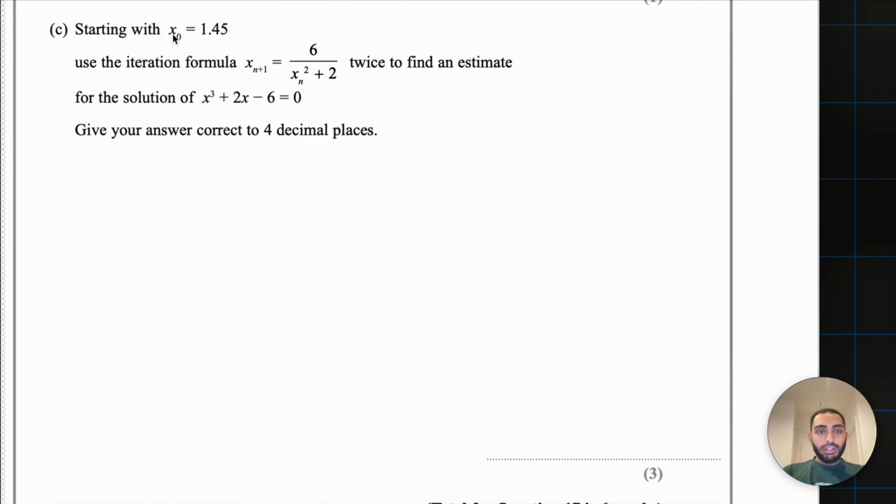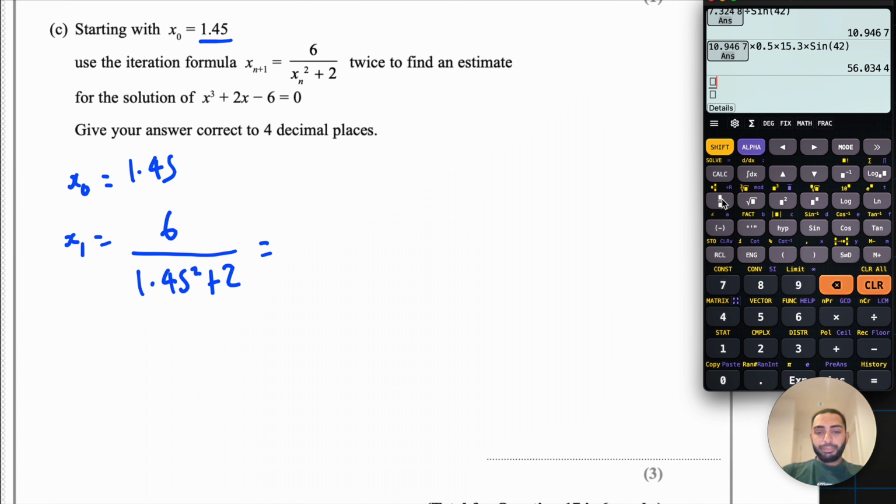Part C. Starting with x0 is equal to 1.45, use the iteration formula twice to find an estimate for the solution of x cubed plus 2x minus 6. This is just saying I'm going to substitute this into here, and I'm going to do it twice and just round my answer. So x0 is equal to 1.45. We need to find x1, so we're going to substitute this into here. So it's going to be 6 over 1.45 squared plus 2. Let's see what that gives us. 6 over 1.45 squared plus 2. That gives me 1.4625.